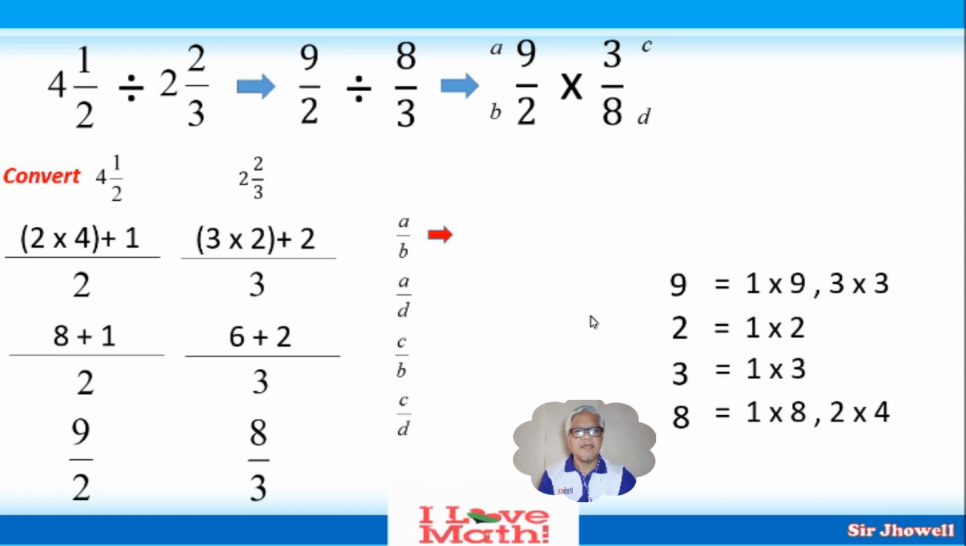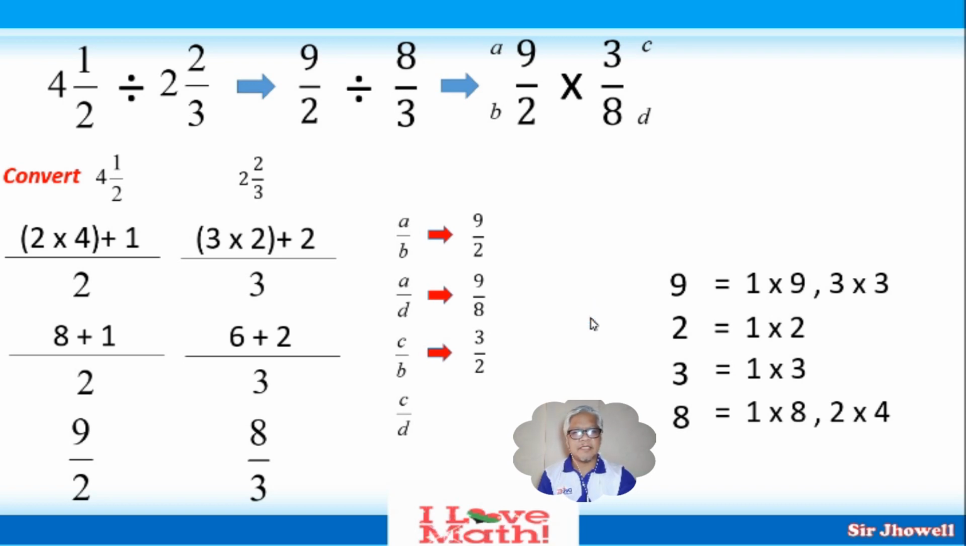Unahin natin ang A over B. Look at the problem. It is 9 over 2. The only common factor of 9 and 2 is 1. So, hindi pwedeng makancel. Next, we have A over D, equivalent to 9 over 8. The only common factor of 9 and 8 is 1. Hindi na rin pwedeng makancel. Next, C over B. So, we have 3 over 2. Look at the factors. Common factor is 1. So, wala na rin pwedeng makancel.